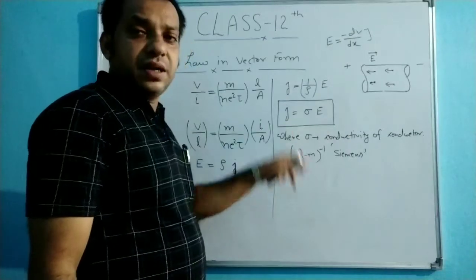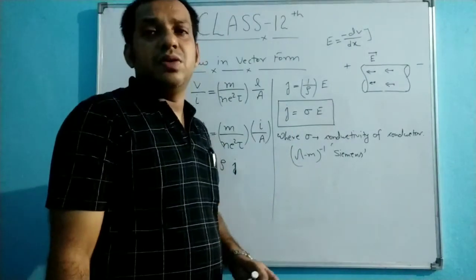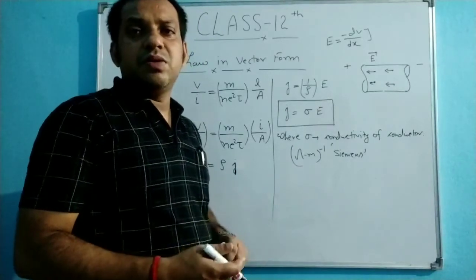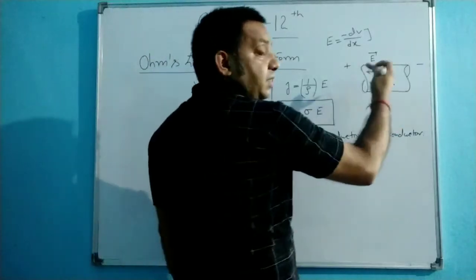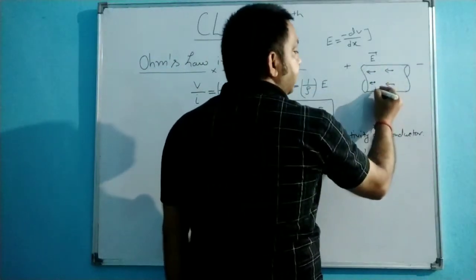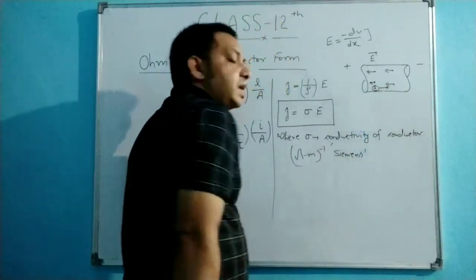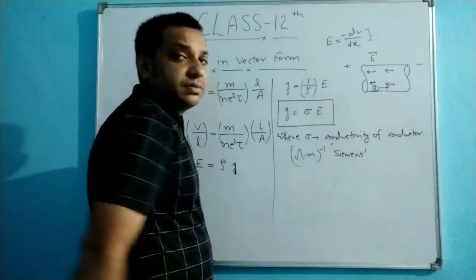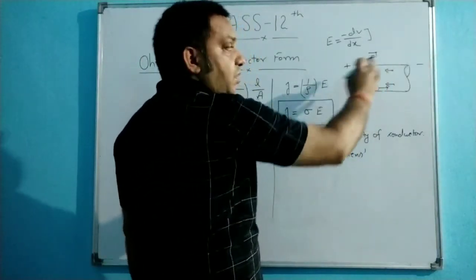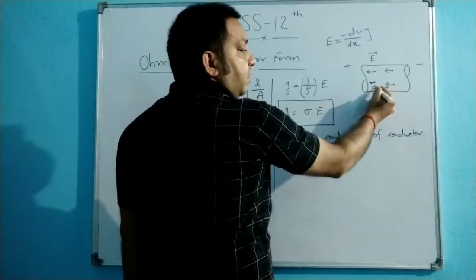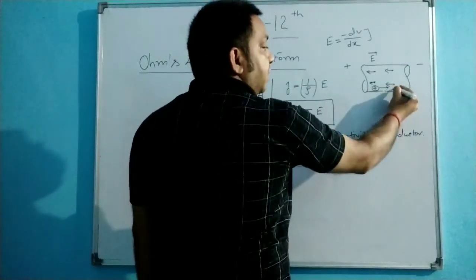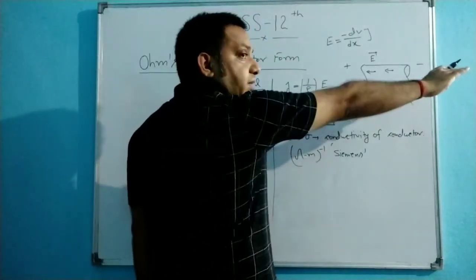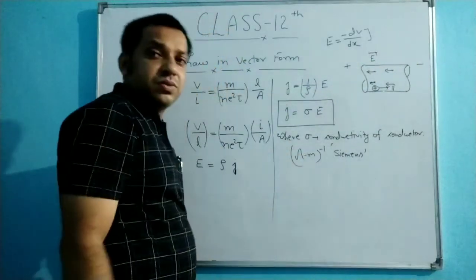What is the direction of the current density? Current density is in the direction of the movement of the positive charge, which is opposite to the direction of the movement of the electron. So the electron is moving in the left direction, and the positive charge will move in the right hand direction. Now see the direction of the current density vector and the electric field vector. The electric field vector is from the positive plate to the negative plate, and this is also the direction of the positive charge movement, so this is the direction of J also. So the current density and the electric field are in the same direction.